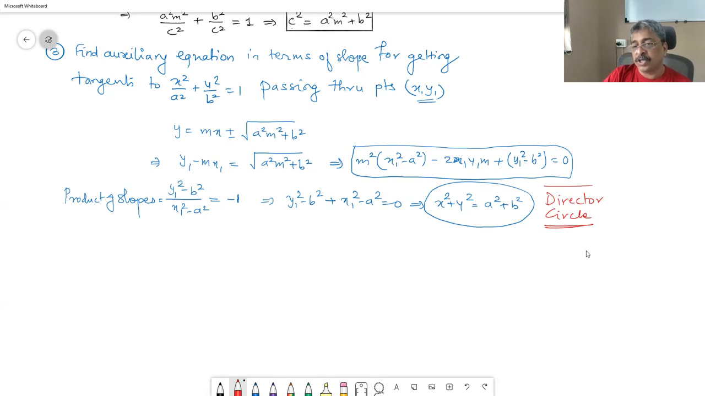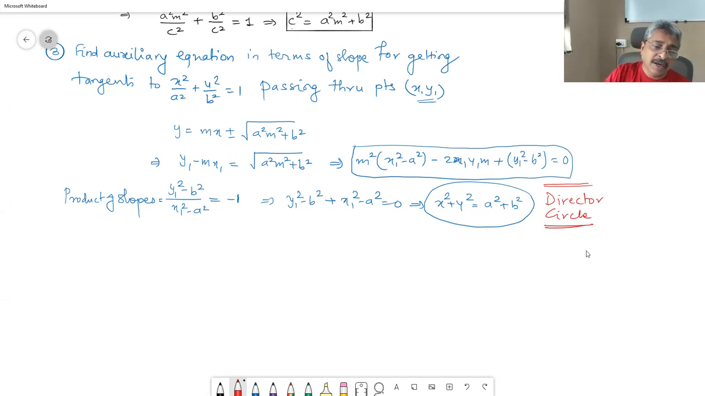In case of parabola, it was a straight line. Directrix, director circle. So you understand those names also. It was a line there for directrix. Otherwise that line is the director circle of the parabola, because it is the locus of the point of intersection of perpendicular tangents.